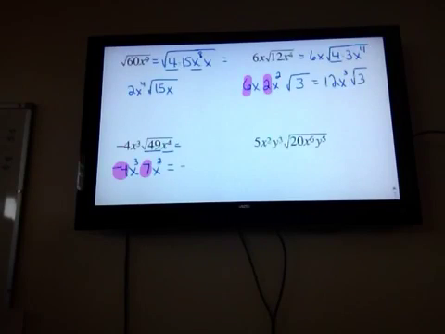And then I multiply this together. So negative 28x to the 5th. Negative 4 times 7, x to the 3rd times x squared, add those exponents. Negative 28x to the 5th.